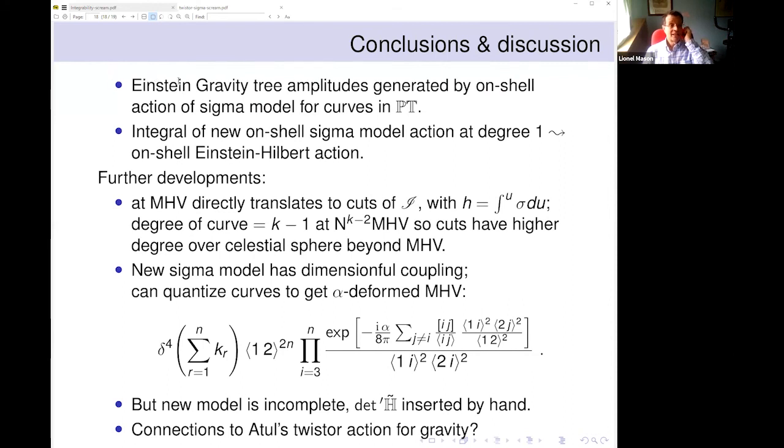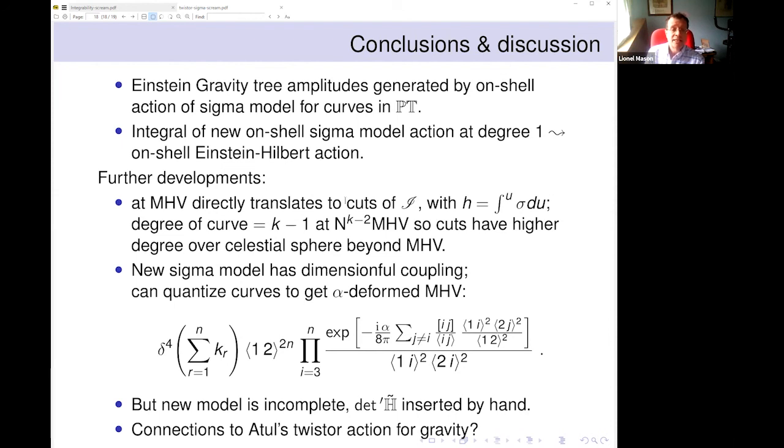So what we've seen then is that the Einstein gravity tree-level amplitudes are generated by the on-shell action of this sigma model for curves in twistor space. And the number of anti-self-dual particles goes up with the degree, but we can still do it somehow on a self-dual background. It's somehow perturbative in the anti-self-dual particles. What I think is very unusual in the subject is to have a direct connection with the Einstein-Hilbert action. This is only the case at degree one. At higher degree, I wouldn't know how to connect those generalized Plebanski generating functions to the Einstein-Hilbert action.